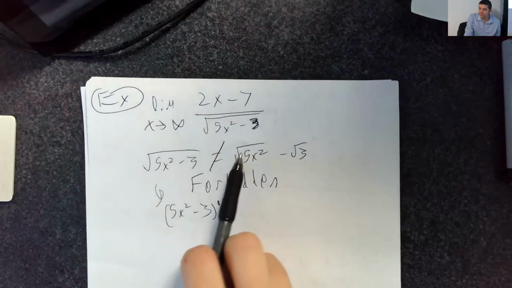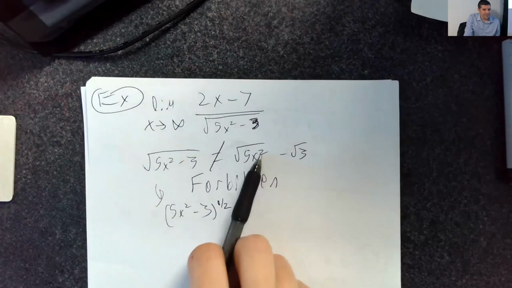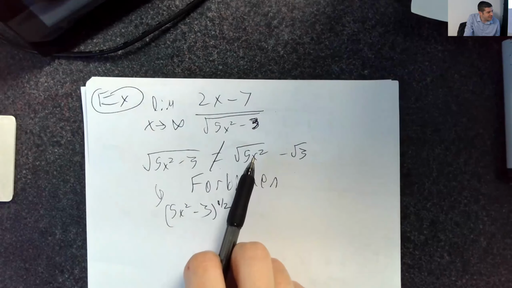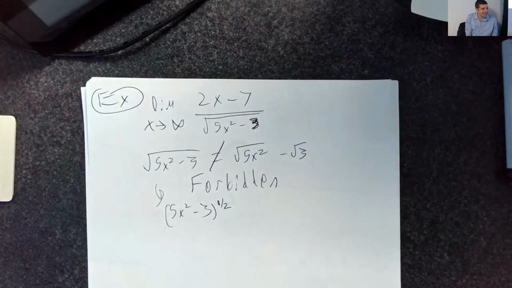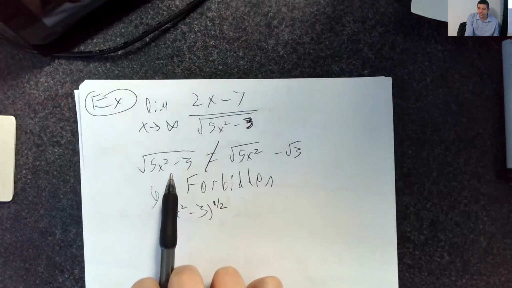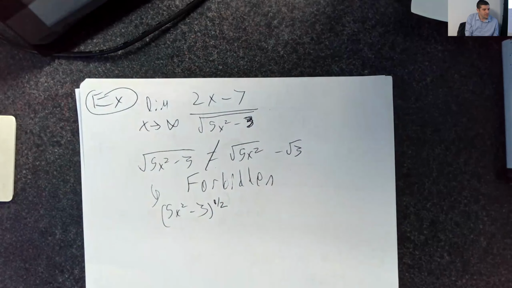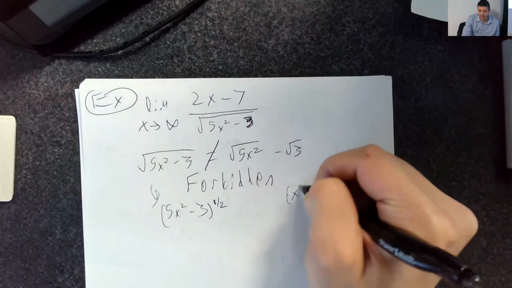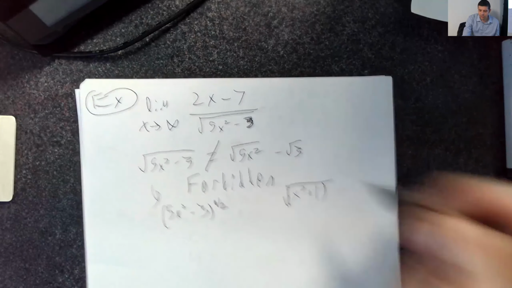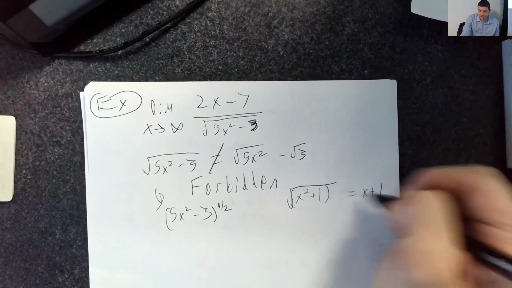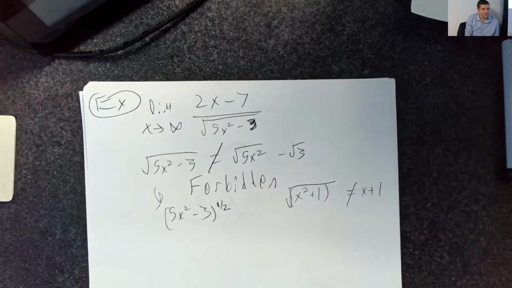I'm just trying to stop students from doing this because I know you're out there. I can't tell by the face, but I will see on the exam. Please don't do that. It's not true. Just plug in a value of x like 2, and you'll see that both sides are not equal. Students will start saying the square root of x squared plus 1 is x plus 1. It's not true. It's forbidden because it's not true.